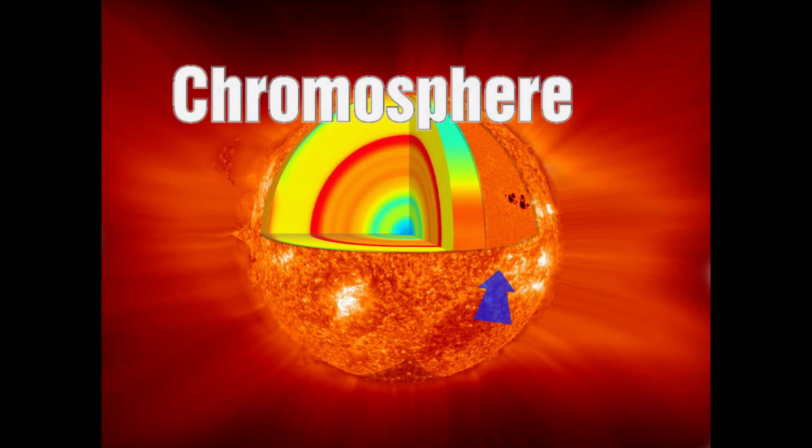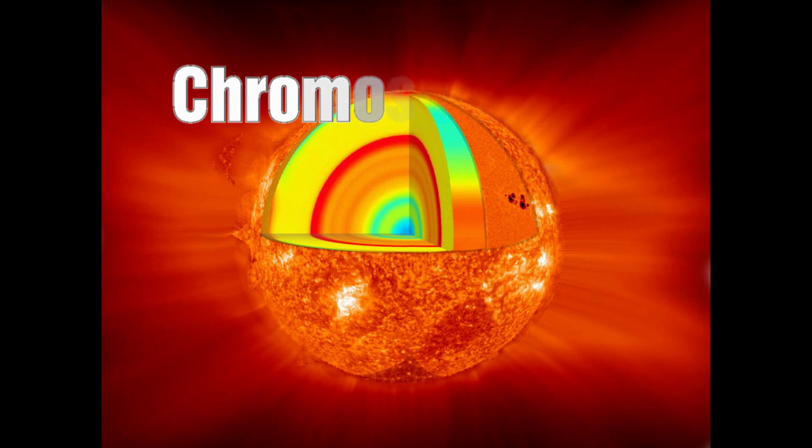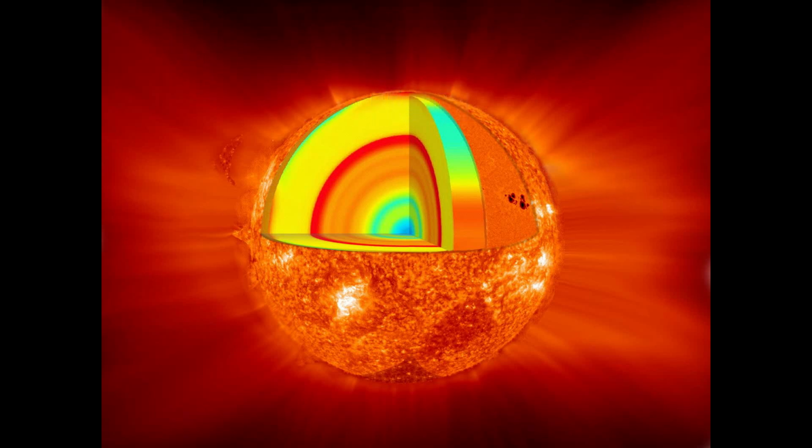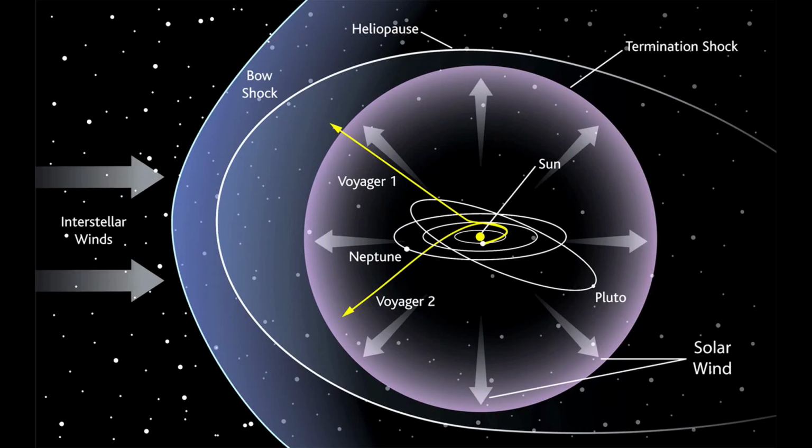About 2,000 kilometers above this sits the chromosphere and glows faintly red. Even further out sits the corona, which is visible during solar eclipses, and even further out is what we call the plasmasphere, which stretches out as far as Pluto.